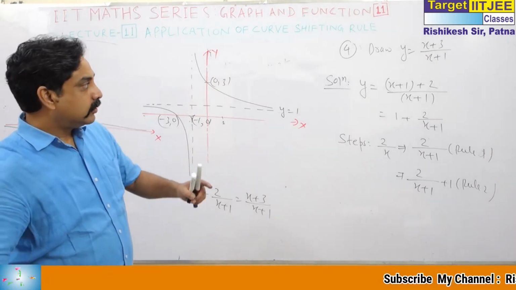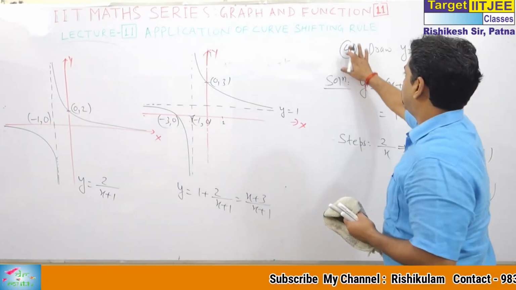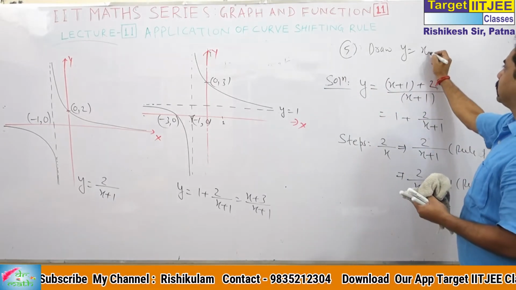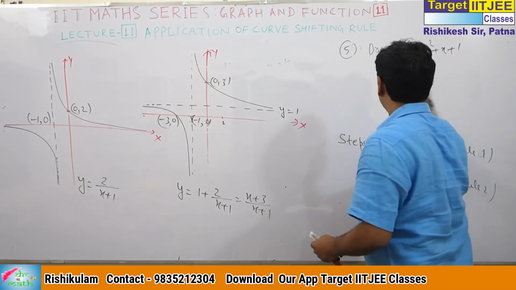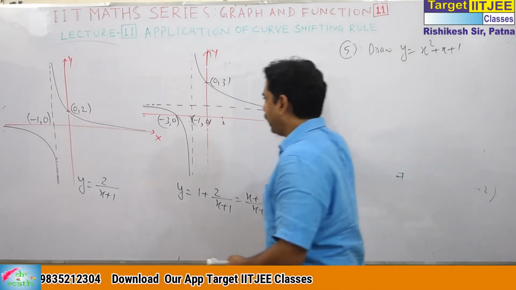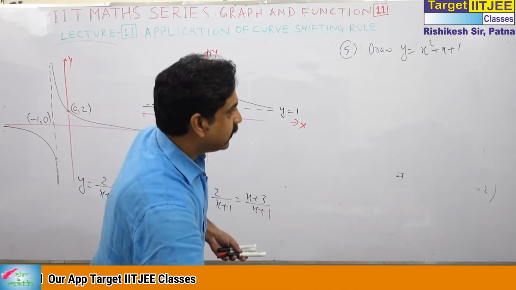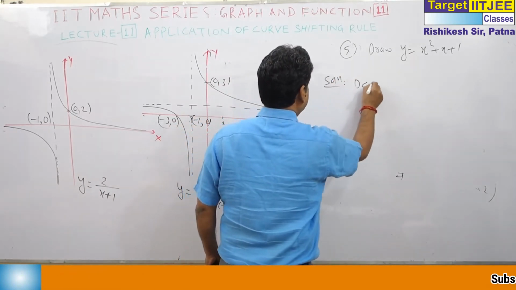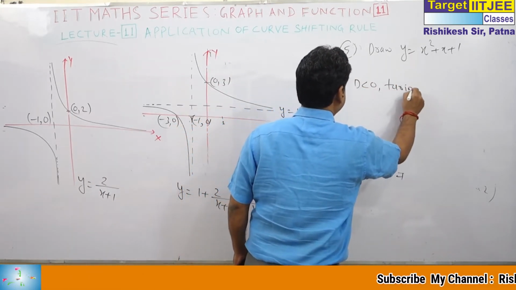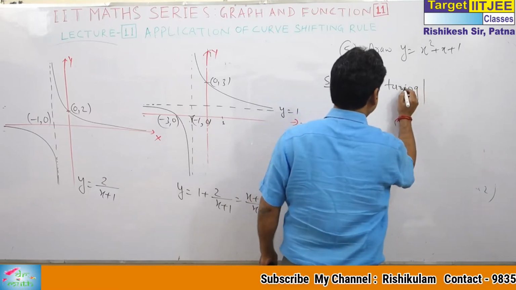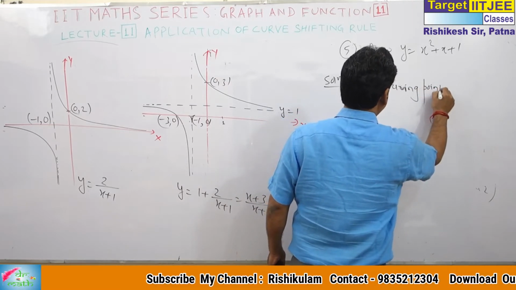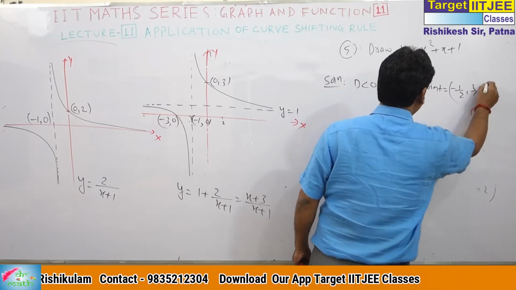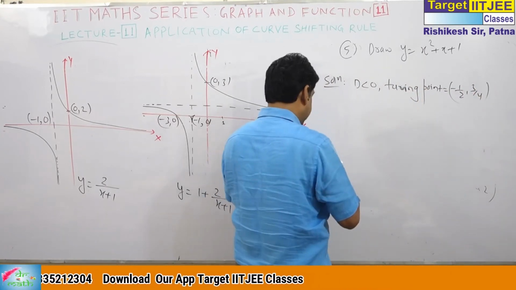Now let me do one more graph. Let me discuss this one, a very easy one. Draw y = x² + x + 1. You have done this before, so this is an easy one for you. Since D is less than 0, you can find the turning point, which is (-1/2, 3/4), and you can draw the graph like this.